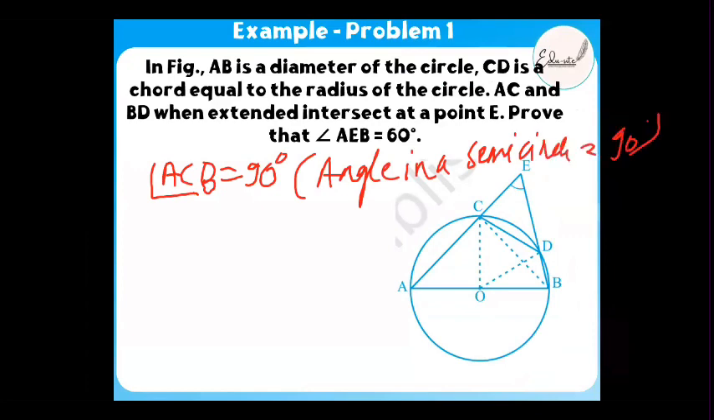Okay. So previously, what did we do? Do you remember? Previously, what did you prove, beta? Angle CBD is equal to 30 degrees. Fine. And we already know that all the angles in an equilateral triangle are equal to 60 degrees. These things we know already.